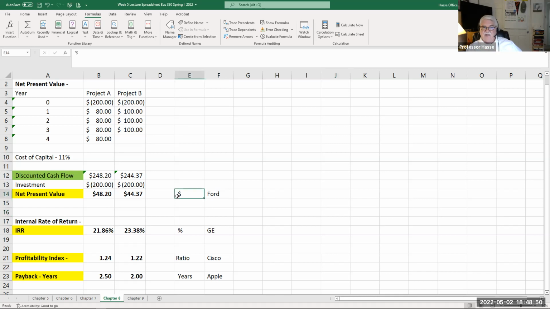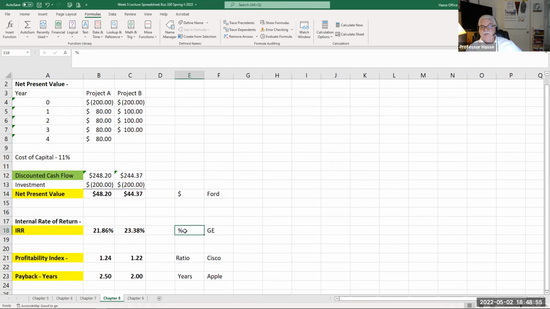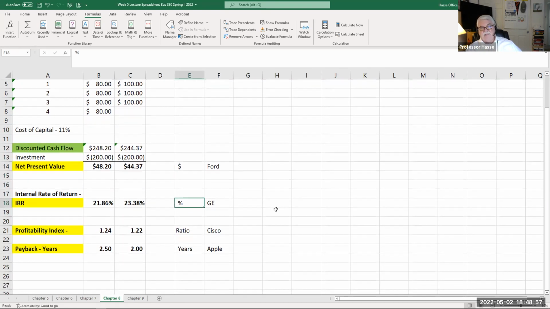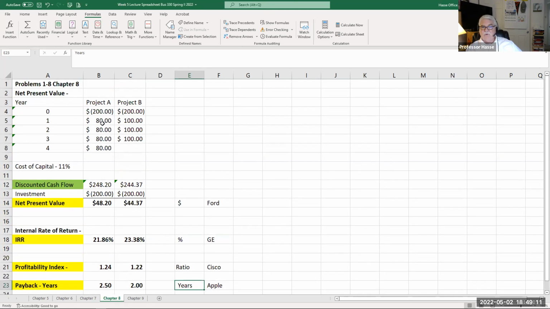Investment return in dollars, net present value. Investment return in a percentage, internal rate of return. Investment return in ratio, profitability index. Investment return in payback years, payback. We need to know all these 4. Here's a nice, short, sweet little way of calculating these. This is your template, and I will save this and post it to Blackboard.